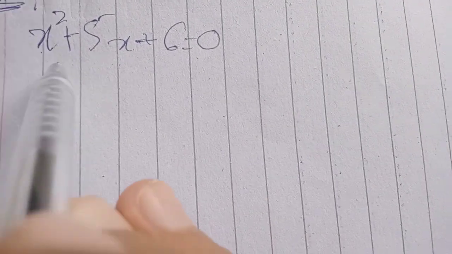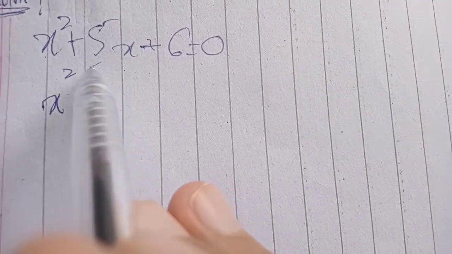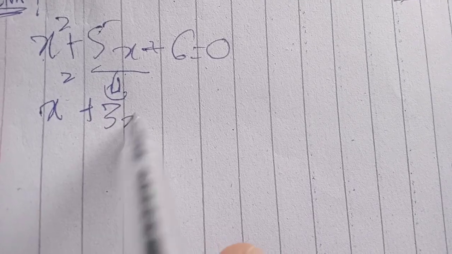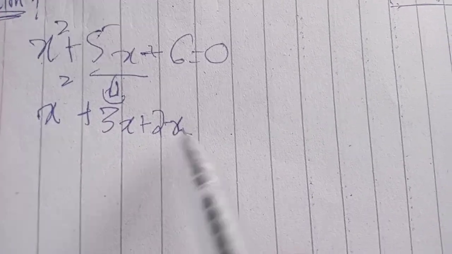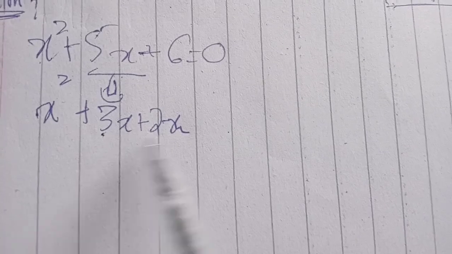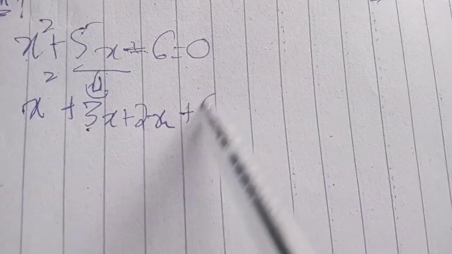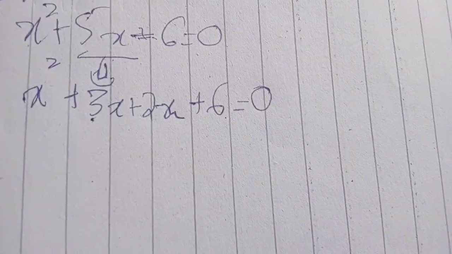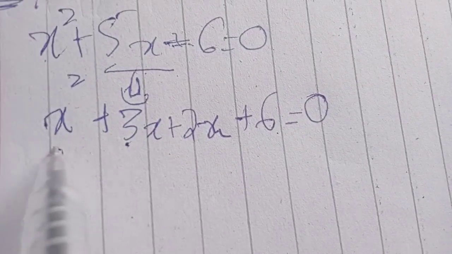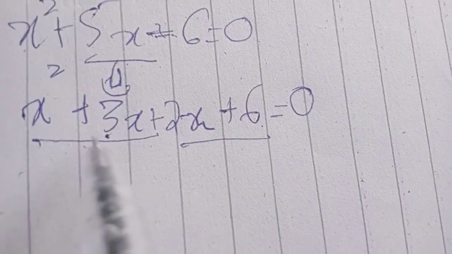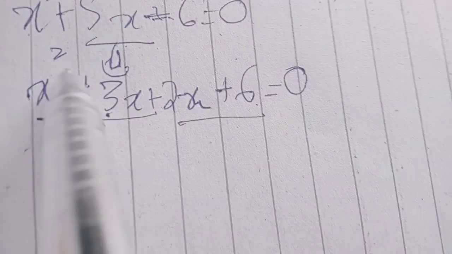Okay, now let's move to the solution side. x squared plus, for 5x I will write 3x plus 2x, as we estimated from our calculation. Okay, now the plus 6 is written as it is from above. Now we solve this first part and then this part. Now this is x squared.